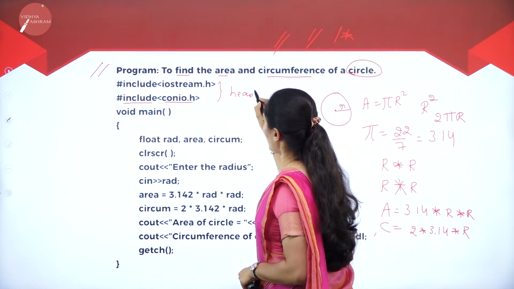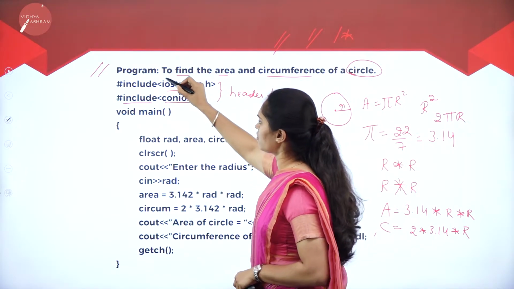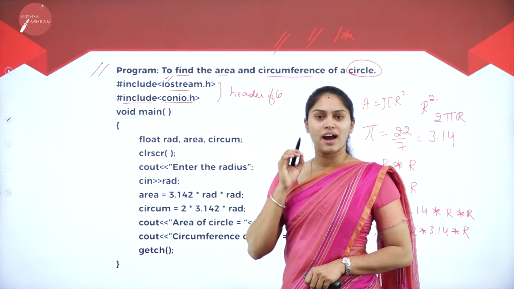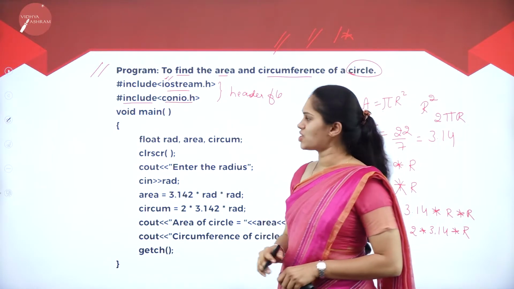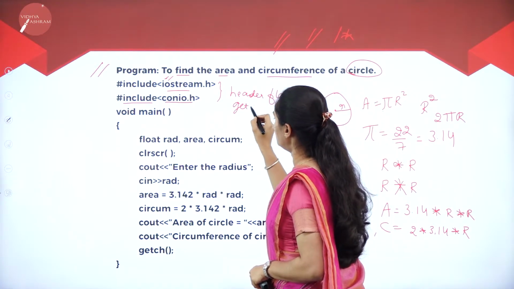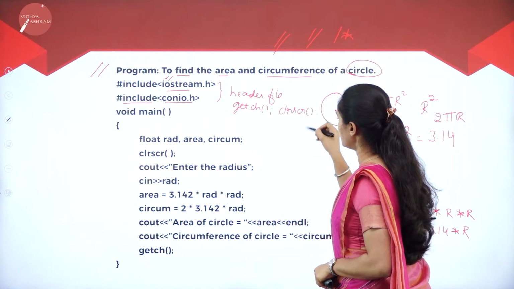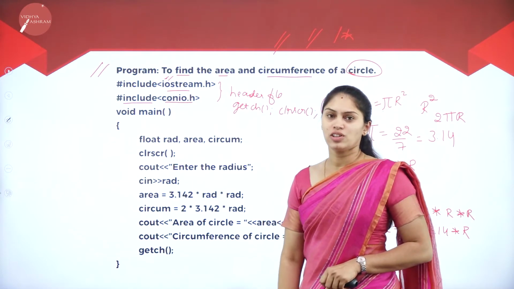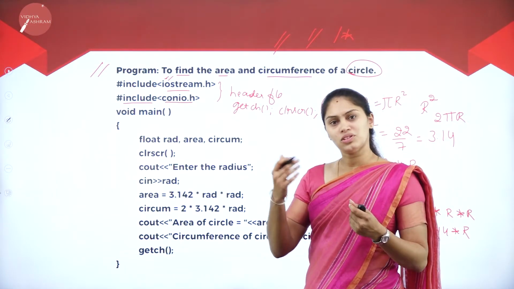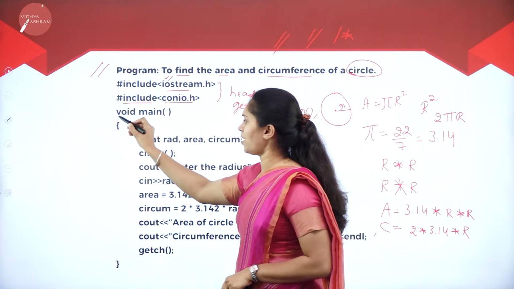So which are the 2 header files that we have here? That is #include iostream.h. Understand one thing: when you are using cin and cout in your program, we have to include iostream.h. And #include conio.h is required when you are using the getch function and the clear screen function. It is related to console input output. For that we use this header file called conio.h.